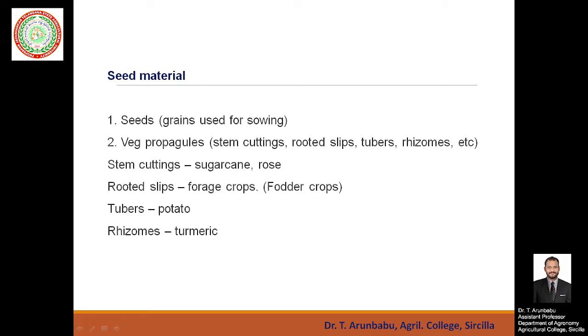And different seed materials are used for the sowing purpose. The first one is seeds, that is the grains used for sowing, and vegetative propagules like stem cuttings, rooted slips, tubers, rhizomes, etc. Stem cuttings, for example sugarcane and rose, and rooted slips, for example forage crops or fodder crops. Tubers, we can say potato, and rhizomes are followed in the case of the turmeric crop.